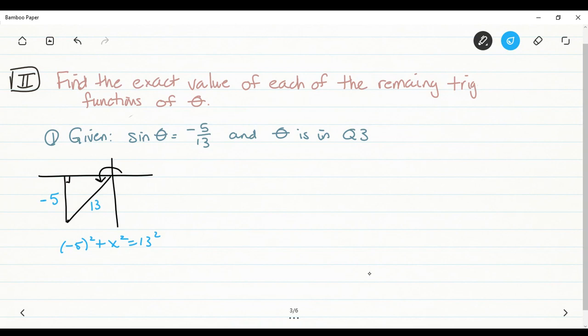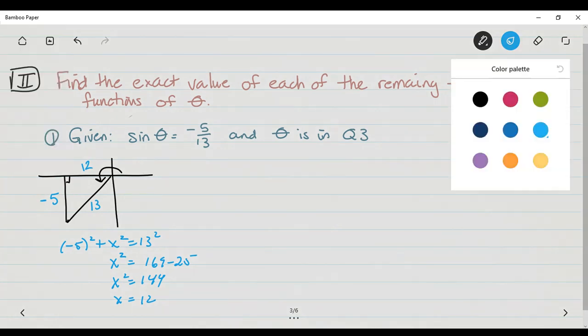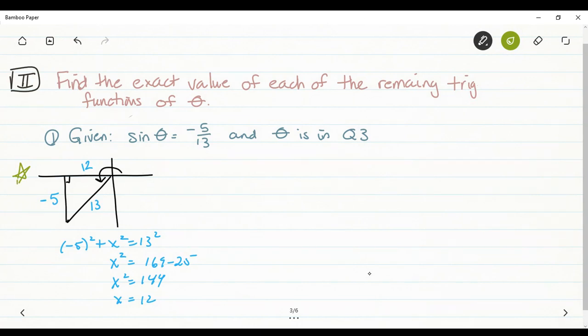This also, by the way, is another Pythagorean triple. x squared is 169 minus the 25, so x squared is equal to 144, which is 12. Please be very, very careful. Star this right here. You do have to pay attention. Yes, you got 12, but because you have gone in the negative direction, it will have to be negative 12. Please be very careful when you label your triangles to make sure what's negative is negative.